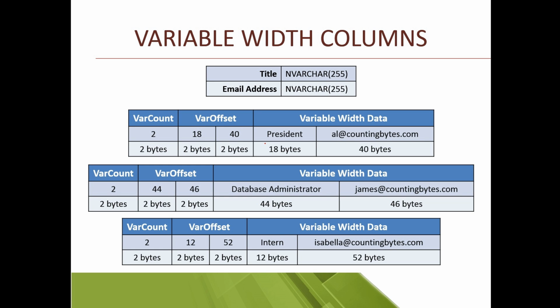Here's an example of one record with the value president and the value accounting bytes. Each of these have different variable lengths. They're currently declared as NVARCHAR, so we have the variable length offset value 18 or 40, so that SQL Server knows that if I want to get to the email address, I have to start from here and jump up 18 bytes because I've looked at my variable length offset. Same goes if I wanted to do that on the next record and get James at countingbytes.com. I see that the variable offset is 44. So SQL Server can then do the jump.